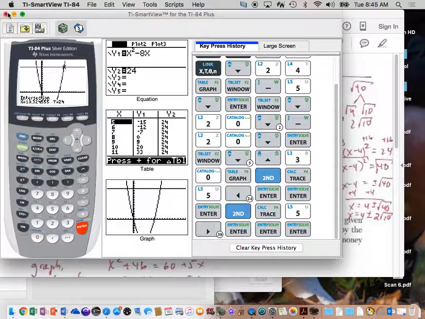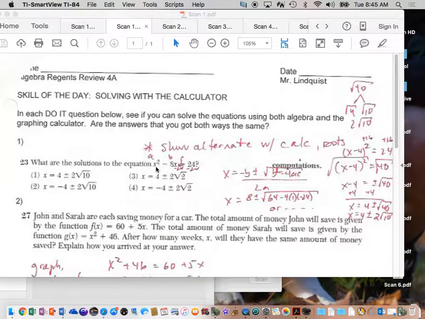Now, let's go back to those choices. The correct answer on this guy was, I think, choice 3. Right? I'm pretty sure. Right? Wasn't it? 4 plus or minus 2 radical 10. No, it wasn't. It was over here. It was choice 1. 4 plus or minus 2 radical 10.